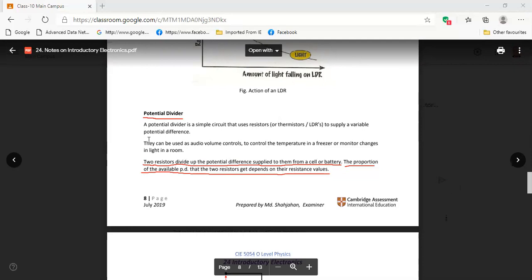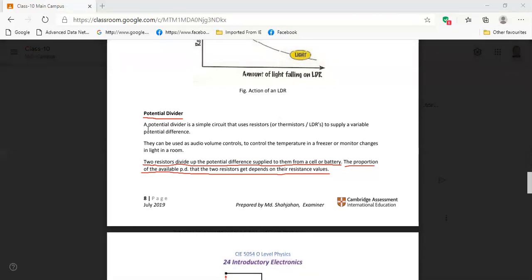Then Yakin, please read from here, from the beginning. Then at least you will get a review of potential divider.